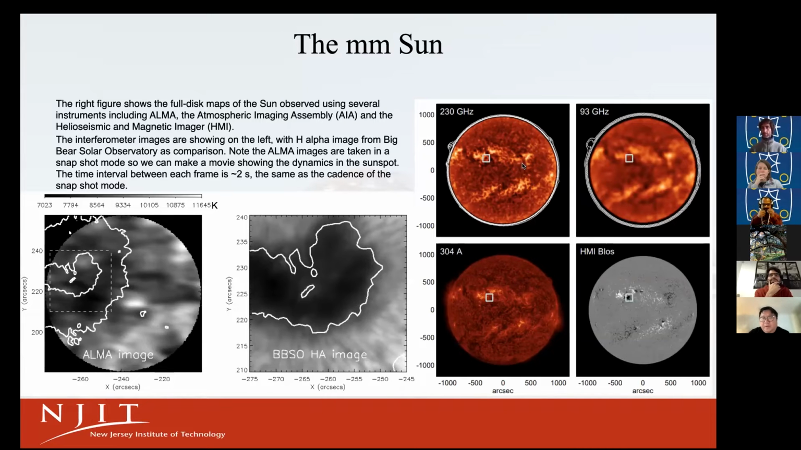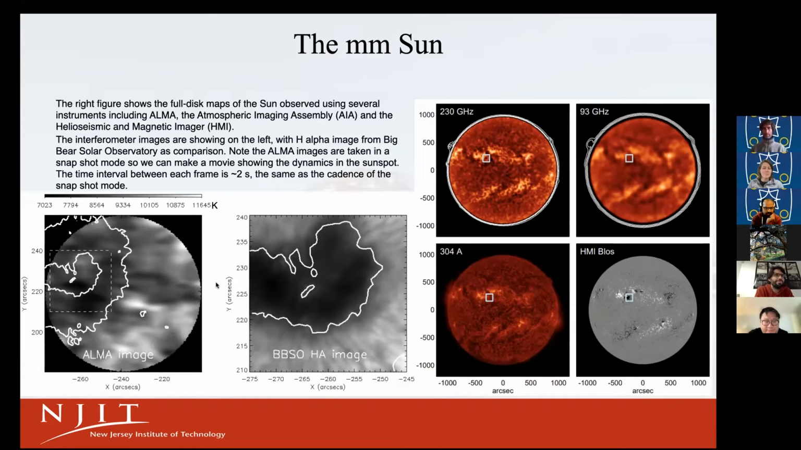Here, you can see I marked these 4 squares. Basically, this one shows the field of view of the interferometer image from ALMA, which is shown in the left figure. In this left figure, we have the interferometer image of ALMA band 3 with the H alpha image from the BBSO GST as a comparison. I want to point out that the ALMA images are taken in a snapshot mode for this particular observation, so that we can actually show a movie that has the dynamics in the sunspot.